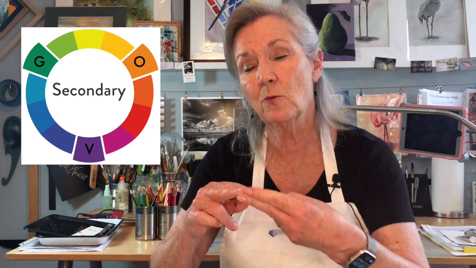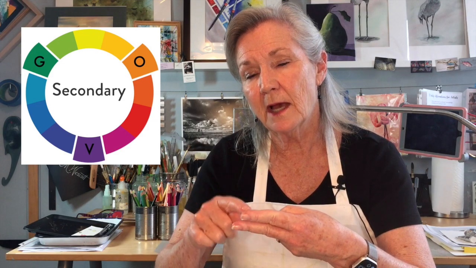The next level of color are the secondary colors. Secondary colors are the result of combining 2 primaries. So when we put yellow and blue together, we get green. When we put red and yellow together, we get orange. Right? Red and blue together, we get violet.